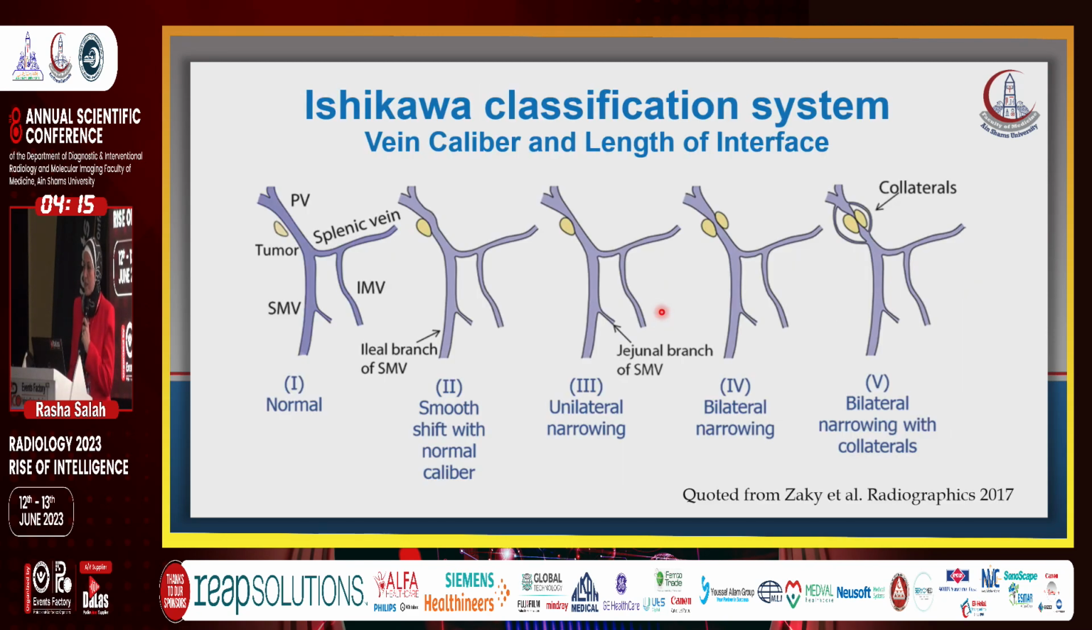Another classification system is performed particularly for portal vein evaluation, to allow evaluation of the contact of the tumor to the portal vein, either contact from one side or from both sides, and the length of the contact, and whether the tumor is encasing the vein or not. This is very important for the portal vein.